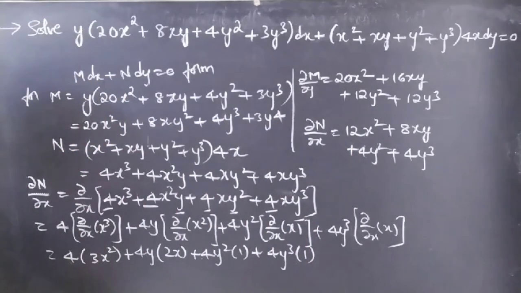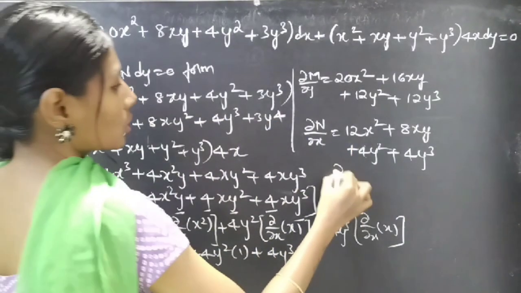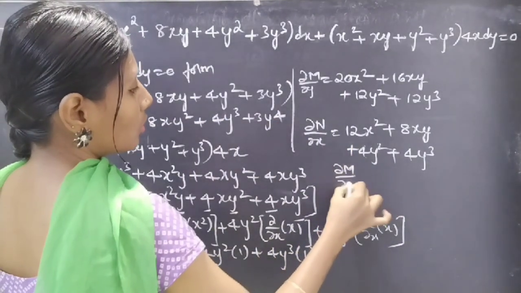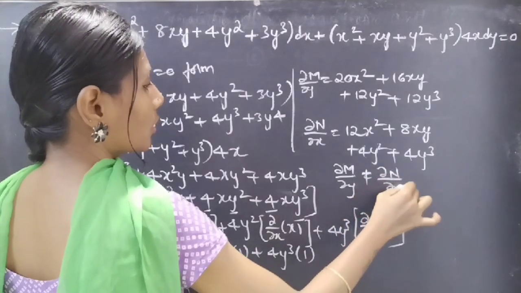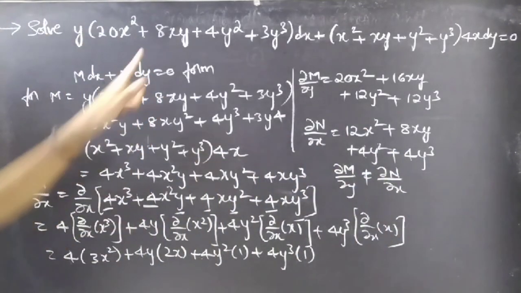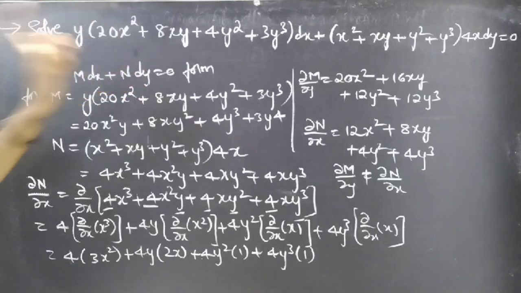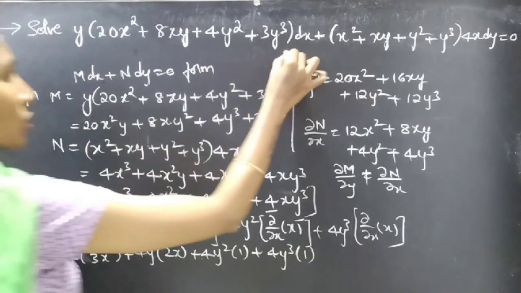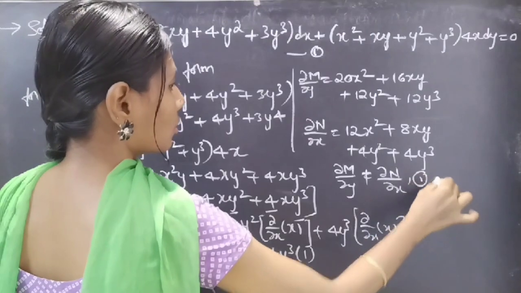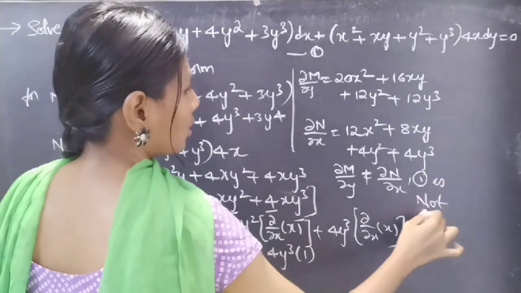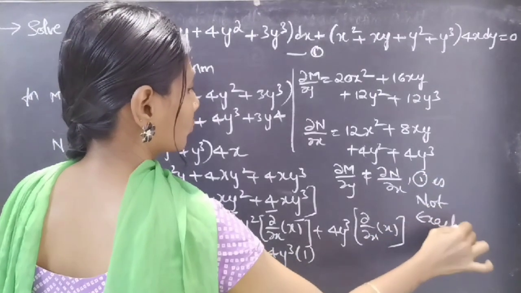By observing these two, we can say that the partial derivative of M with respect to y is not equal to the partial derivative of N with respect to x, right? Therefore, the given differential equation is not exact. Consider the given differential equation as equation 1. This shows that equation 1 is not exact.